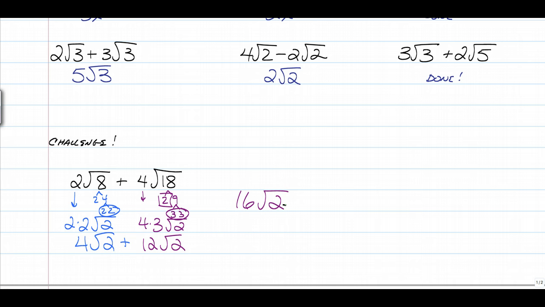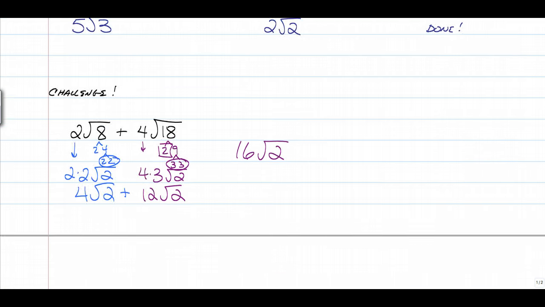So again, before you ever add or subtract or say something cannot be added or subtracted, make sure you are in simplified form for your radicals. Okay? If you got that, high five.